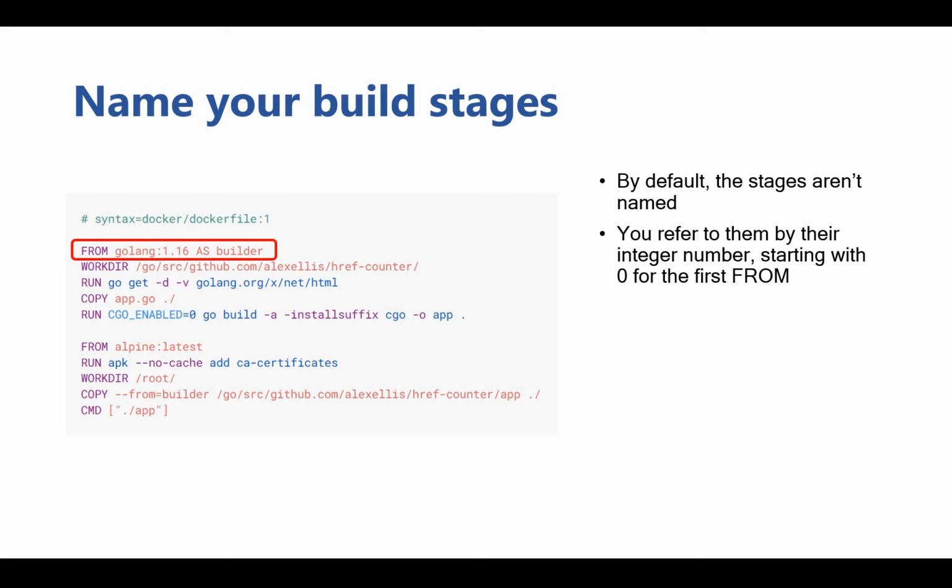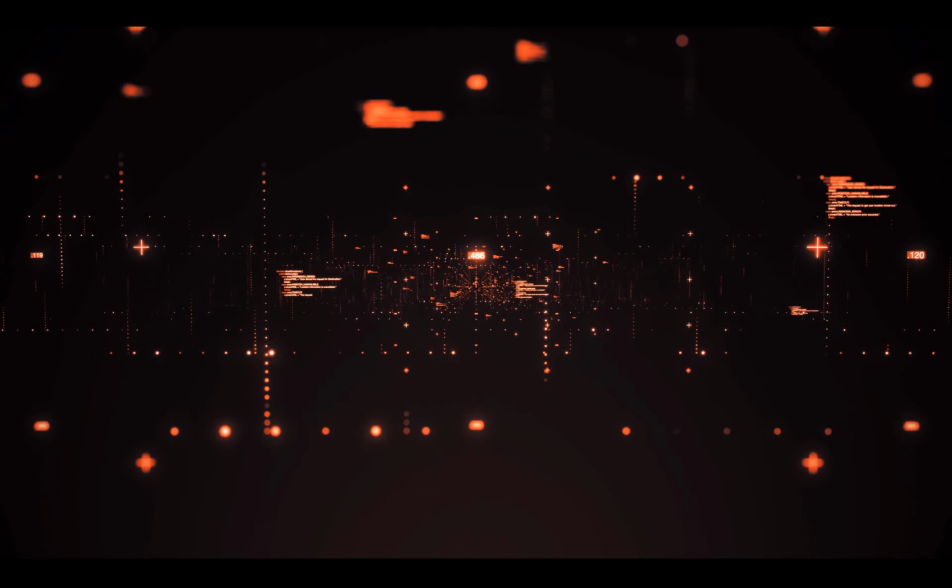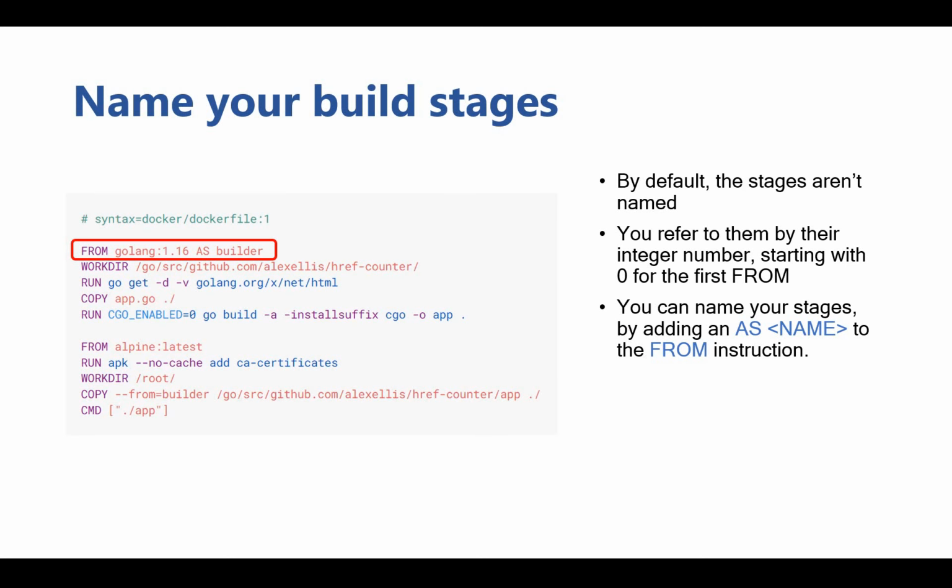Now here, what I'm showing is that you can set a stage name. You can see the first stage, rather than using zero, you can set AS and some name, here it's AS builder. In the next part, you can see the last part: copy from builder, right? So it's not from zero. You can set the name of the stage, and you can use that to copy which content you need from which stage to which stage.